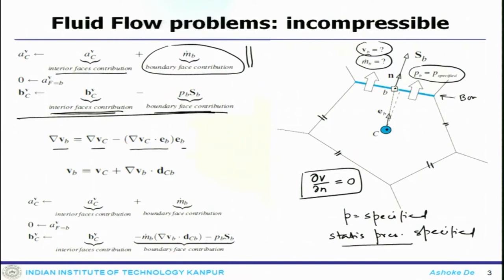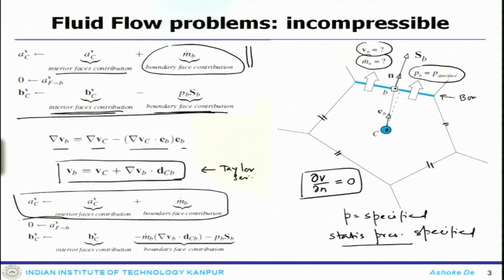So then one can use the Taylor series expansion and expand V_b equals V_C. So you write the velocity at that face using the velocity plus delta V_b dot d_Cb. So this is purely from Taylor series. Taking only the first term into consideration, once you get this, the additional correction is added to the source term. So the coefficient a_C won't change, a_Fb won't change, but the change comes in the source term, where the interior face contribution from all these faces won't change, but the boundary face contribution is modified like minus m dot b delta V_b dot d_Cb minus p_b S_b.